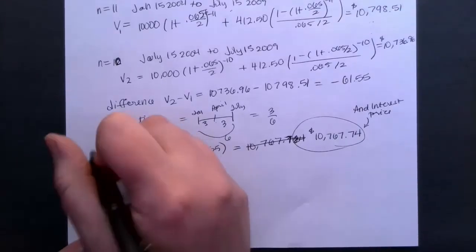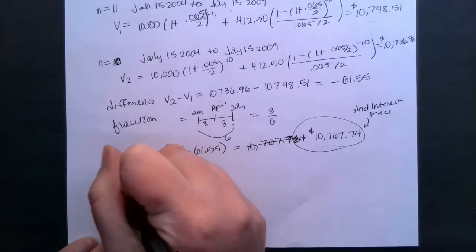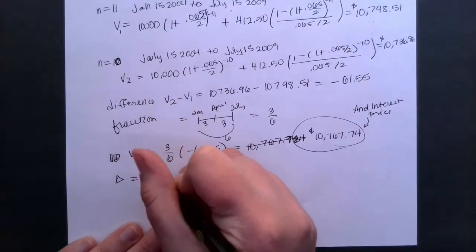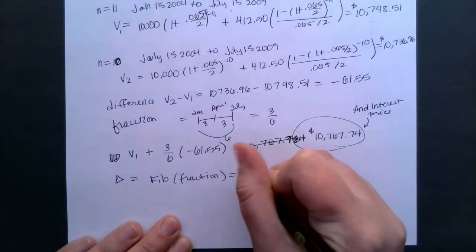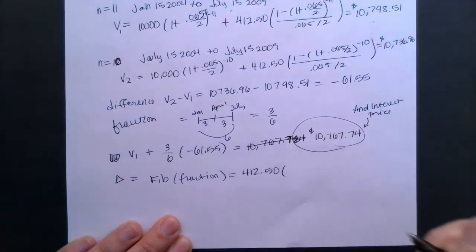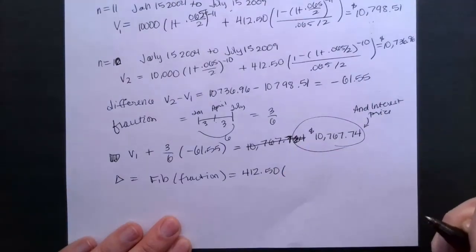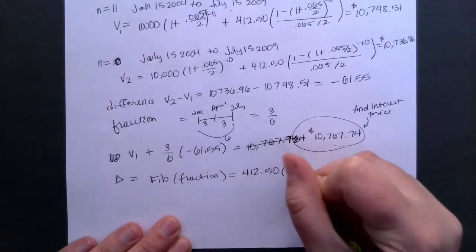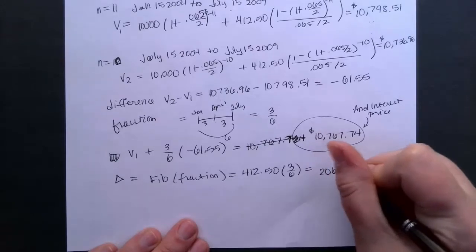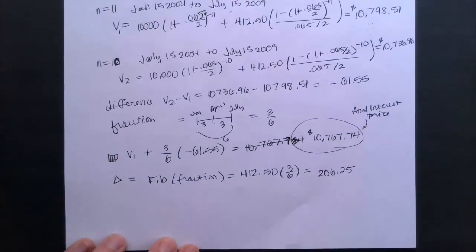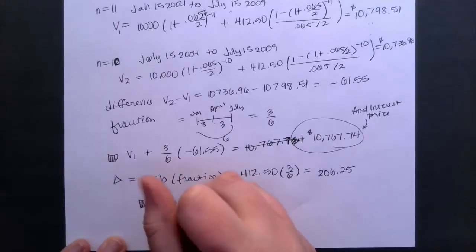So we're going to take our FIB. Again, I'm going to call this square. I'm going to call this one triangle. So we're going to take our FIB times the fraction. Okay, our FIB was 412.50, and we're going to multiply that by our 3/6. So 412.50 times 3/6 would be 206.25, and we're going to add that to our and interest price. So square plus triangle.